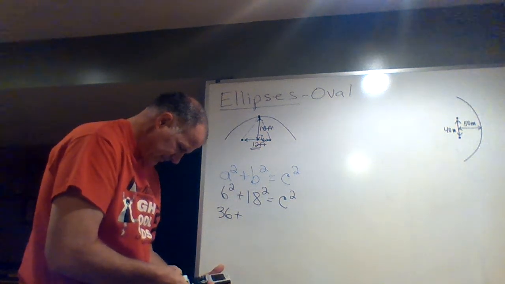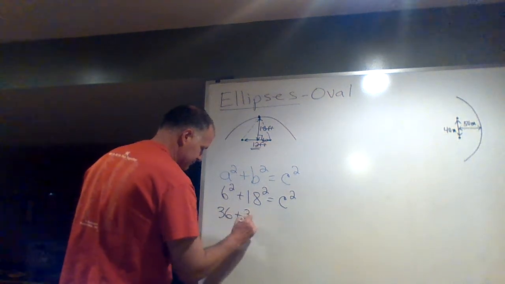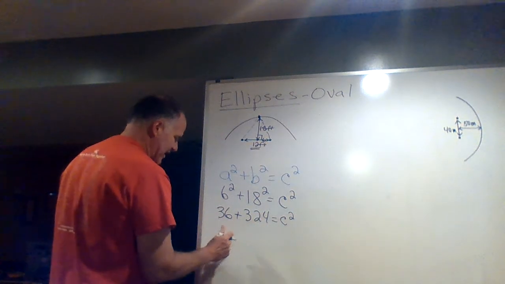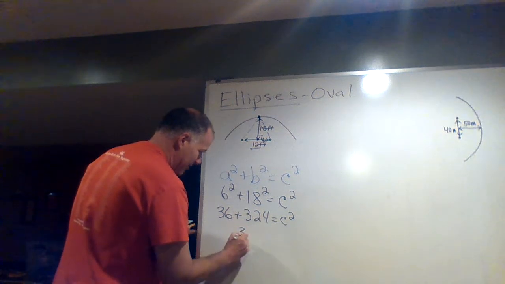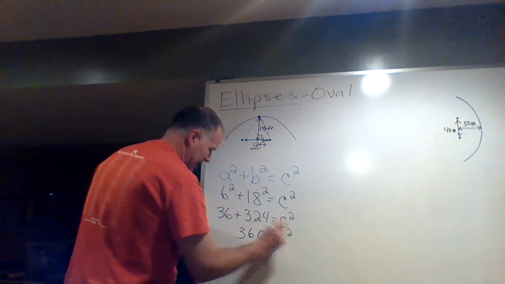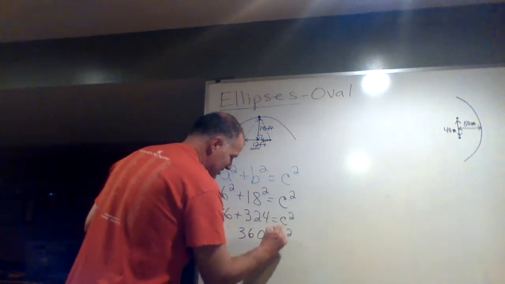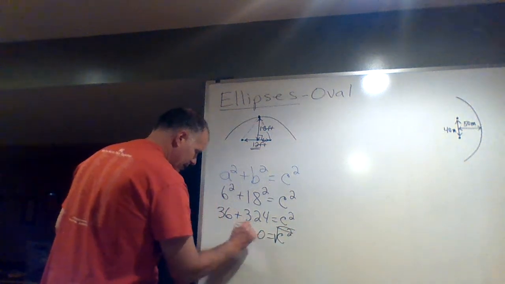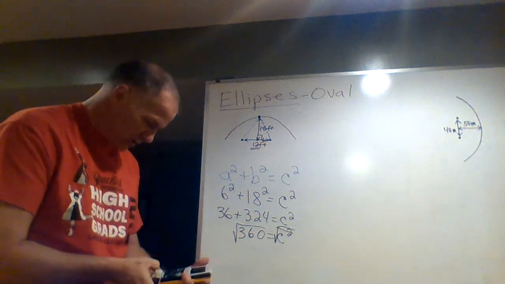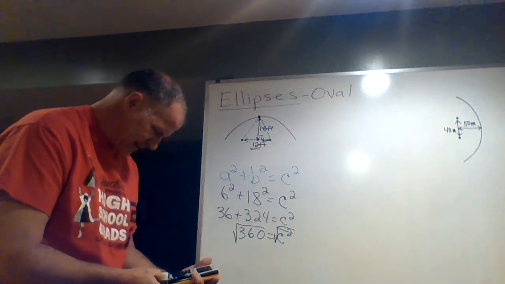Okay, so 18 squared. Okay, that's 324. We're going to go ahead and add these together. I can kind of do that in my head. 36 plus 324, 360. And then remember, guys, I'm solving for c, so square root. Okay, and again, this is going to be a decimal. We're going to round it to 1 decimal like we usually do. Okay, so again, square root of 360.